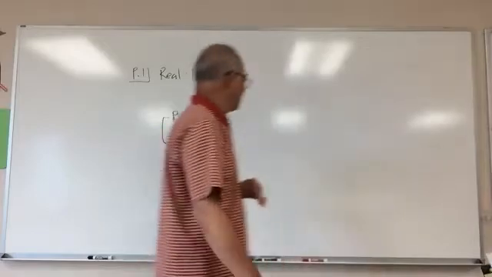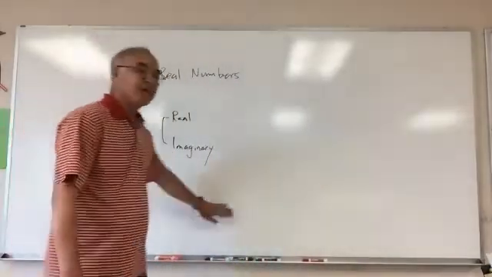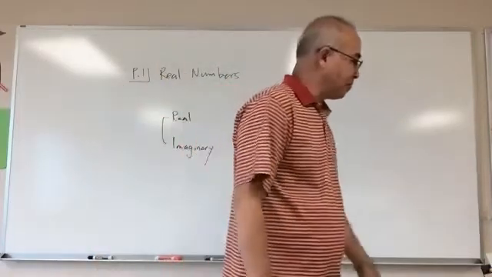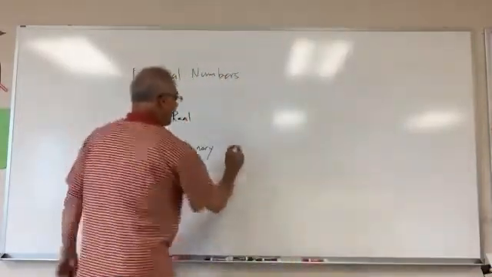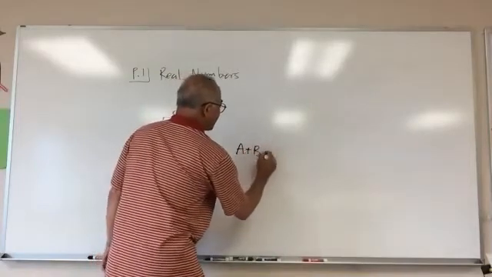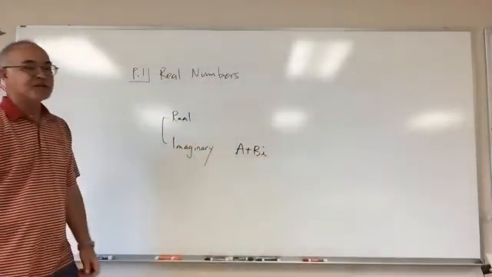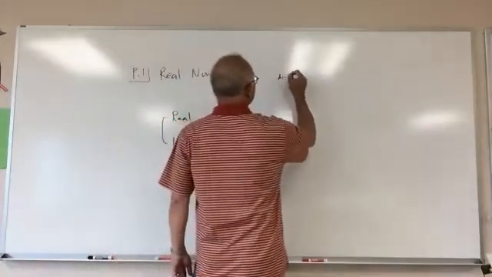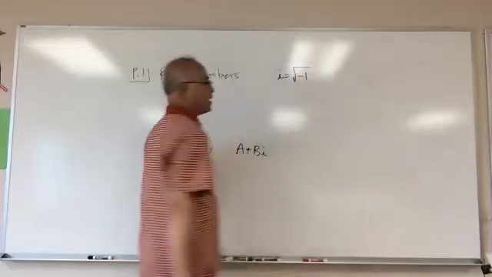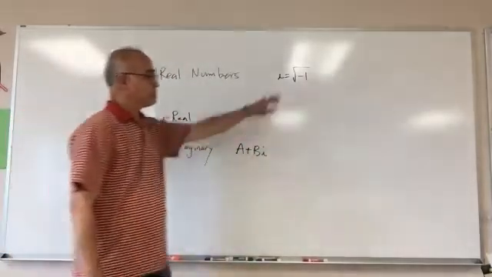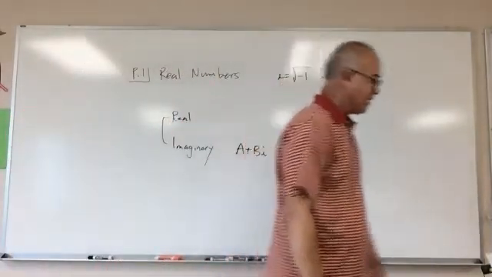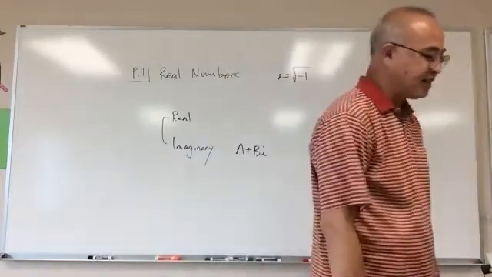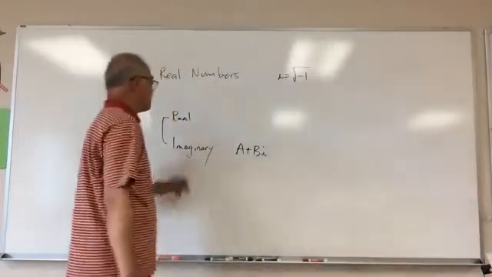Lila, give me an example of an imaginary number. Anything with an i? Correct, very good. Anything that looks like this is an imaginary number. Where i is what? What is i? i is the square root of -1, which does not exist. And that's why it's called an imaginary number.